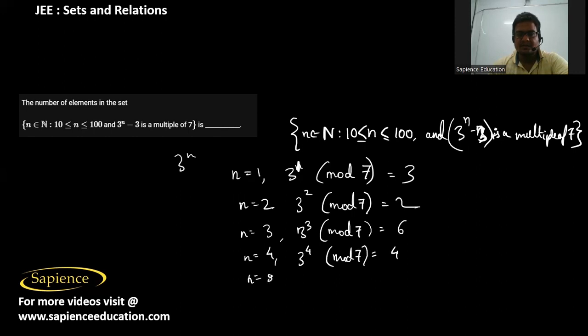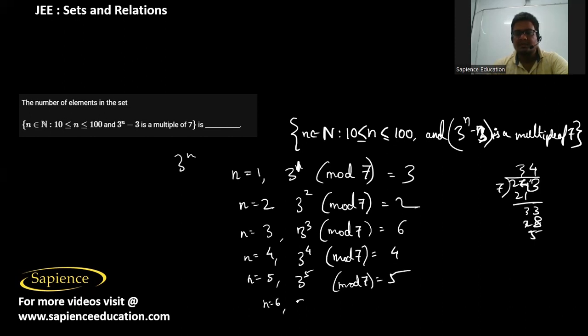Then if n equals 5, then 3 power 5 is 243. 243 divided by 7: 7 times 3 is 21, 33, 7 times 4 is 28, so the remainder is 5. So 3 power 5 mod 7 is equal to 5. Then n equal to 6, then 3 power 6 is equal to 729. Divided by 7, 7 times 104 is 728, so the remainder is 1.